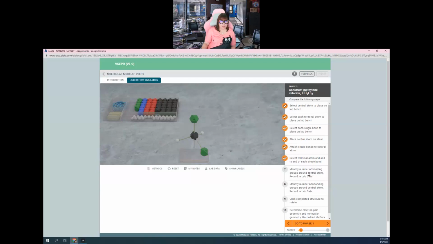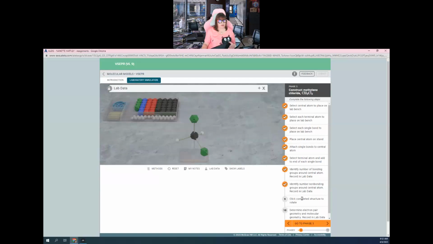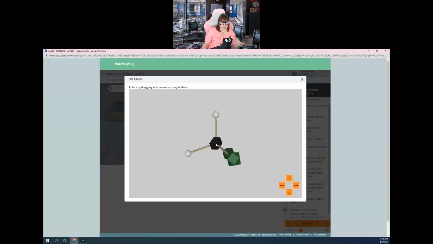Now, the number of bonding groups around the central atom, I see 4. So I see 4 bonding groups, no non-bonding groups. So I click 4 bonding groups, and for lone pairs, I click 0. And then it says, now I want you to click the completed structure and rotate it. So I click this, and this takes me into a 3-dimensional modeling set where I can look at what this molecule looks like. And you can see that we have the same bond angles for all of these.